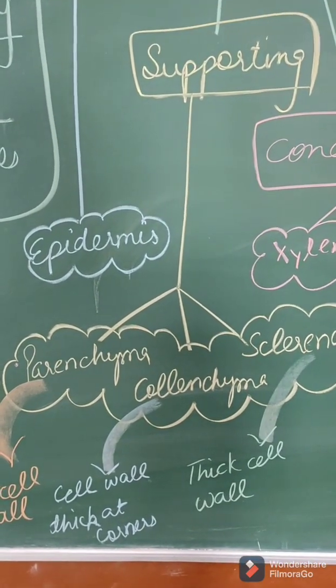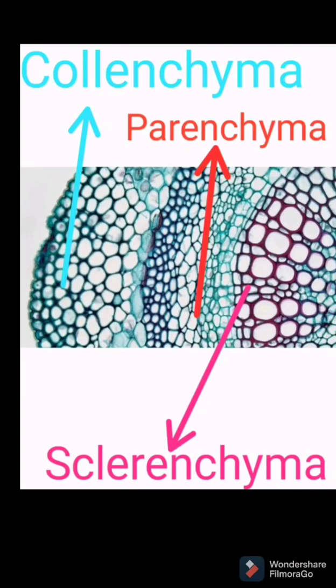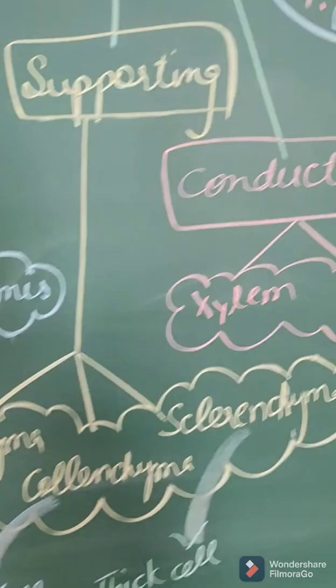I'm going to show you the slides of all these three also. So here is a slide of transverse section of stem. You can view here different types of supporting tissues.